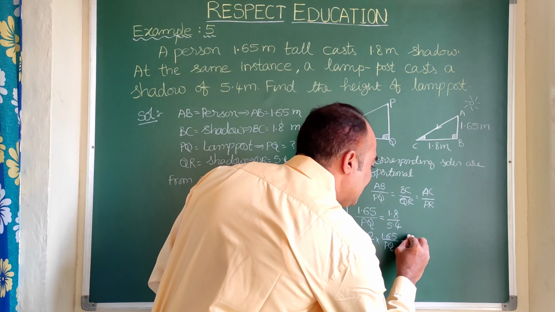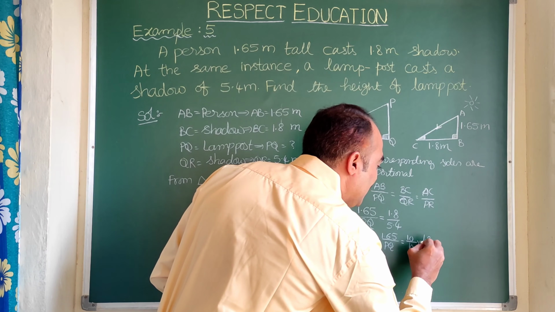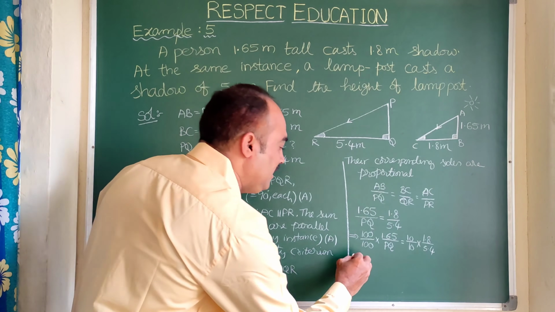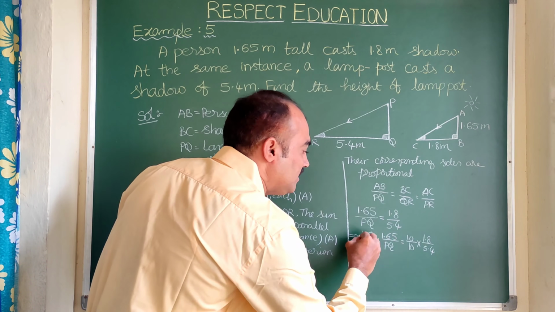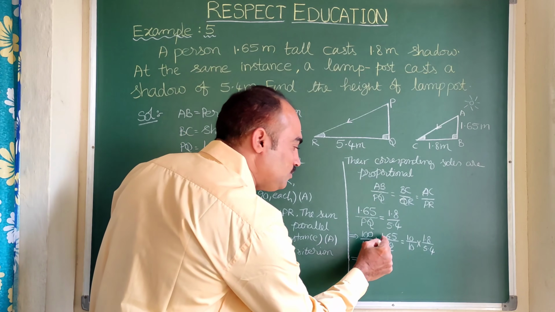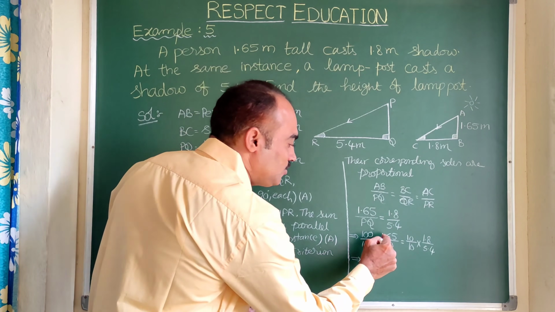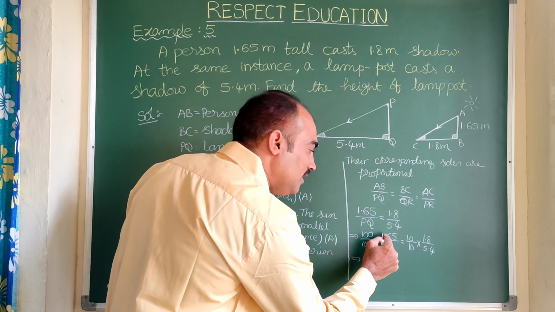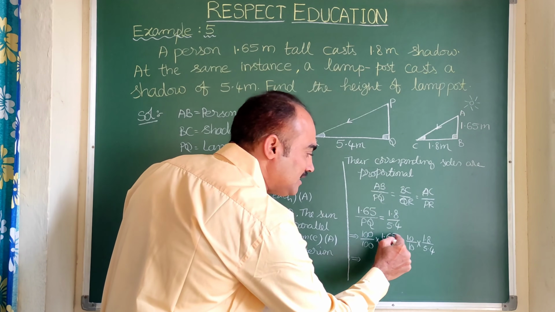So here let us write 10 by 10 into 1.8 by 5.4. Now let us simplify. When you multiply 1.65 with 100, the decimal point will be moved towards the right side by two places. So here this value will be 165. It will move from this place to after 5. So this value becomes 165.